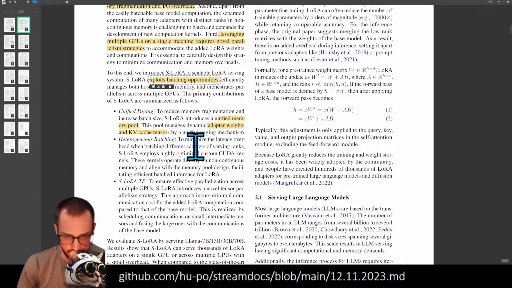Heterogeneous batching. To minimize the latency overhead when batching different adapters of varying ranks, S-LoRA employs highly optimized custom CUDA kernels. These kernels operate directly on non-contiguous memory and align with the memory pool design, facilitating efficient batched inference for LoRa. Okay, so what is a CUDA kernel, right?